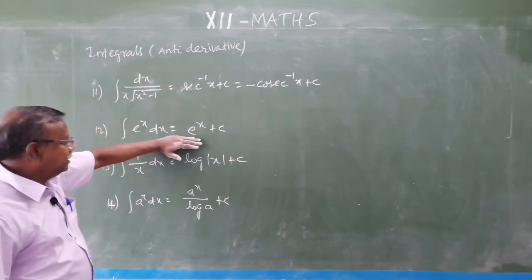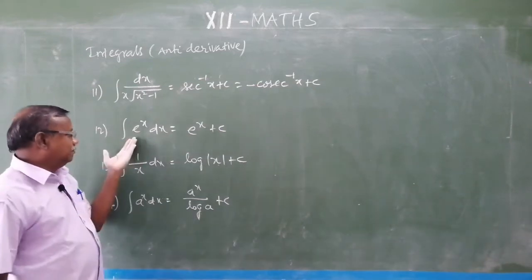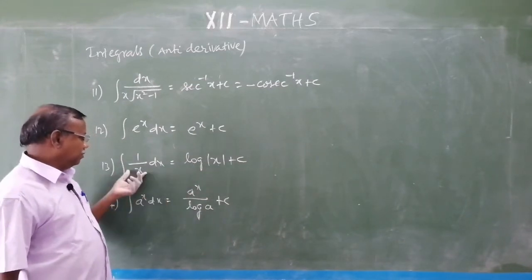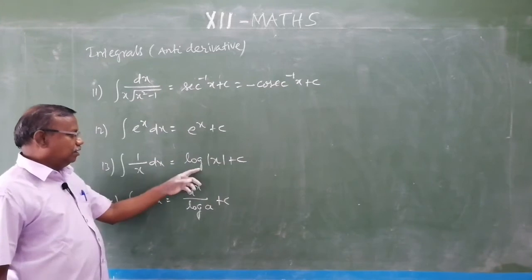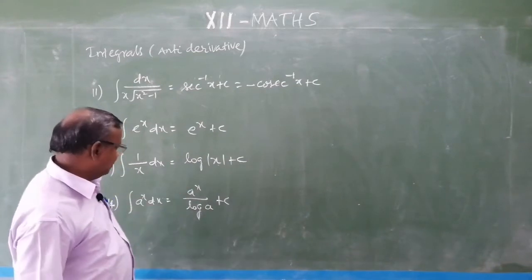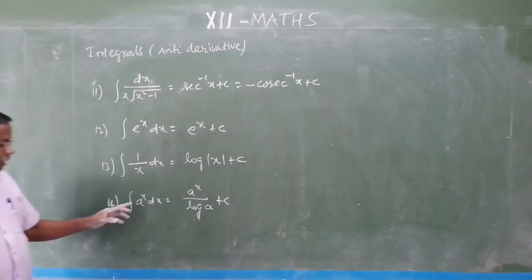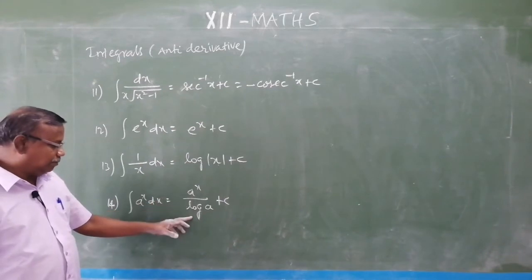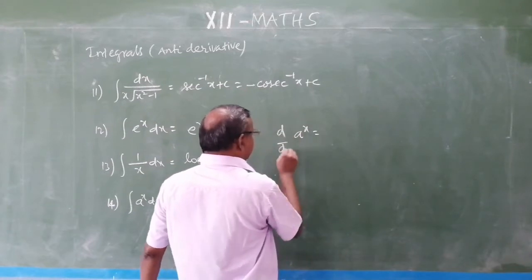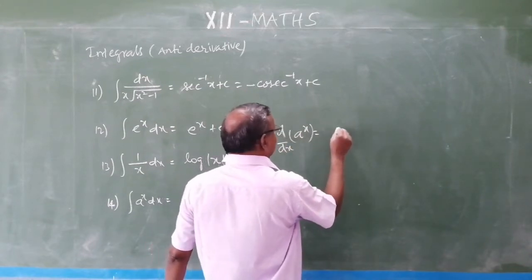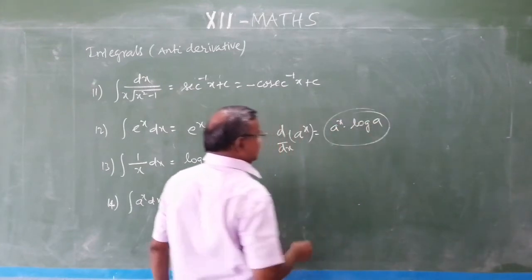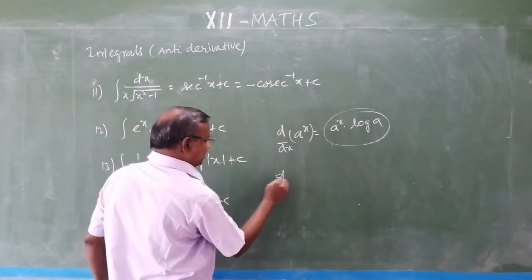When we differentiate e power x, it becomes e power x. So the antiderivative, that is the integral of e power x, is e power x only. When we differentiate log x, we have 1 by x. So when we integrate 1 by x it becomes log of modulus x, because we put modulus to take the positive only in the reverse process. And the integral of a power x is a power x divided by log a, because if we differentiate a power x, d by dx of a power x is nothing but a power x into log a.